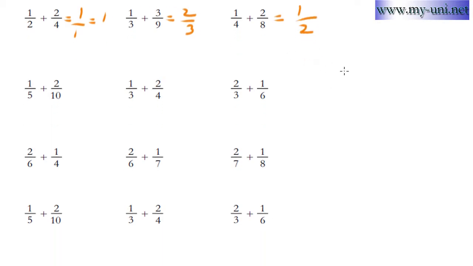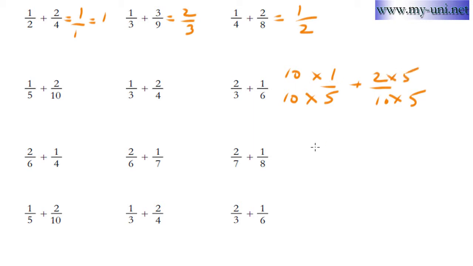The next one, 1/5 plus 2/10, 1 over 5 plus 2 over 10. Multiply this number by this one and this number by this one. So we'll multiply 5 by 10 and 10 by 5. We'll multiply 1 by 10 and 2 by 5.